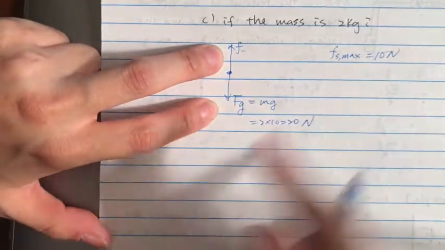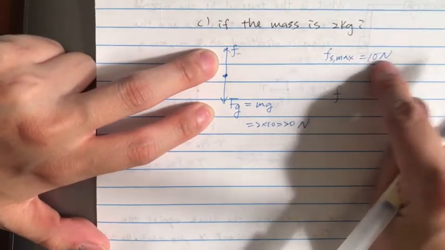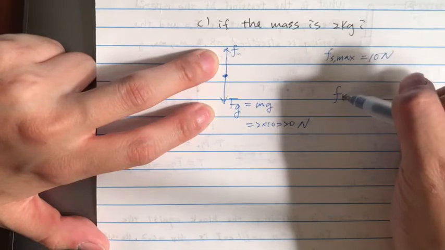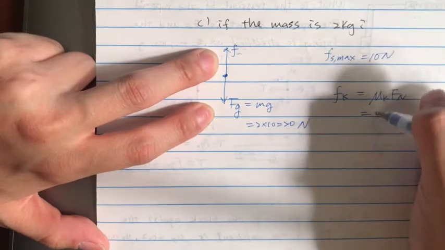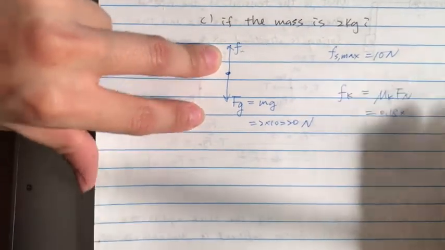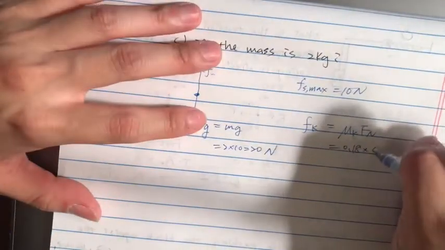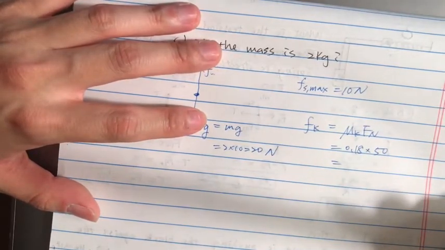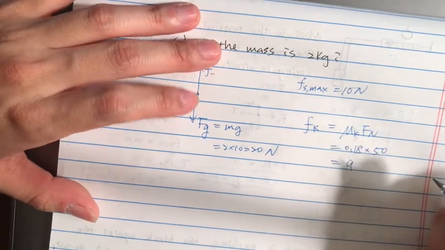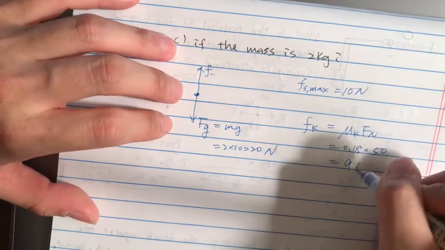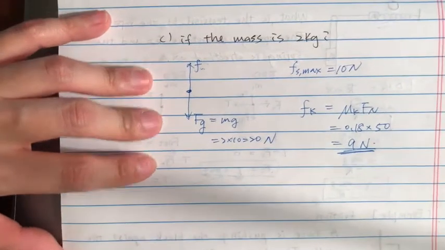When this object is sliding down, what is the friction force in this case? Is it still 10 Newtons? It's not, right? It's because it started moving. So the friction force would be the kinetic friction, which is mu k times Fn, where mu k is 0.18, I believe. And the normal force is 50. So this would be 9 Newtons. So the friction force will be 9 Newtons in this case.